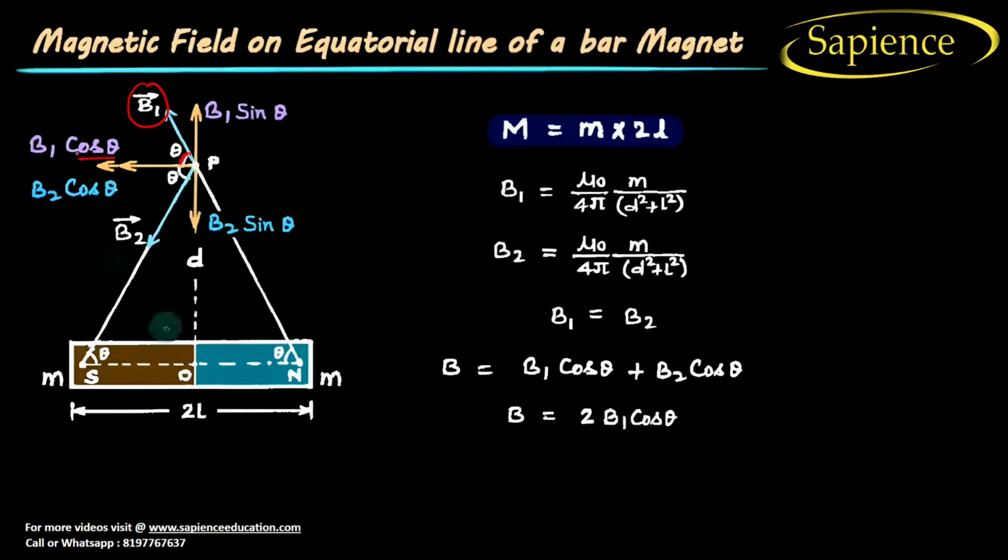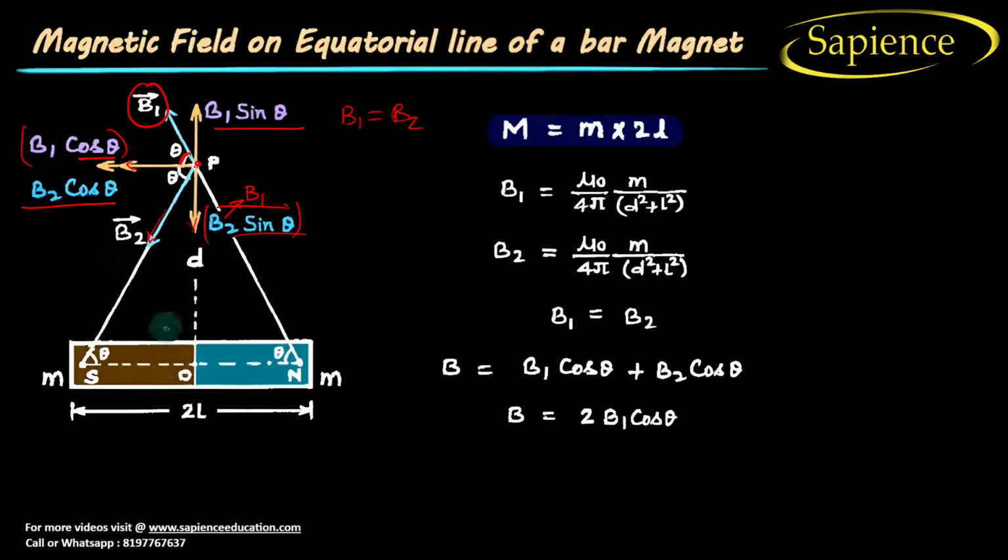In this direction B1 cos theta, yes or no? And above it will be B1 sin theta. Now again, if you want to break the component of B2, B2 has a component B2 cos theta, and in this direction B2 sin theta. Now what you have observed is that the magnitude of B1 is equal to B2. So in place of B1 we can also write B2, and in place of B2 we can write B1.